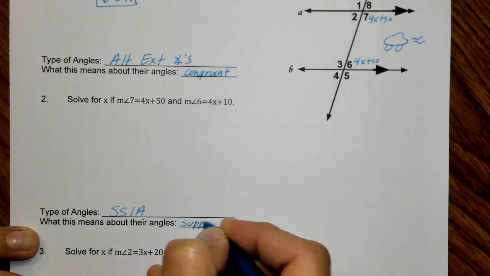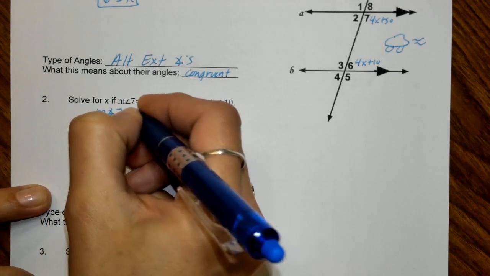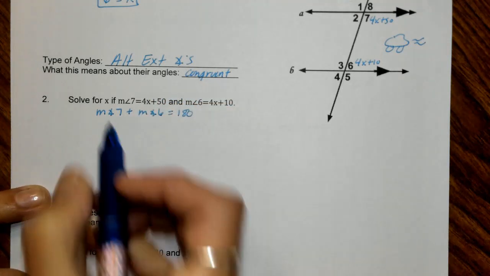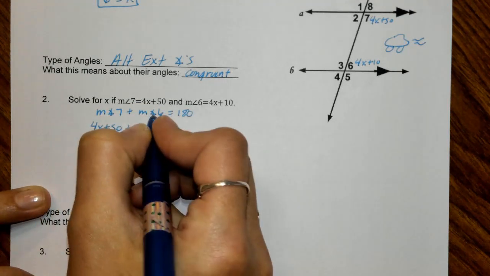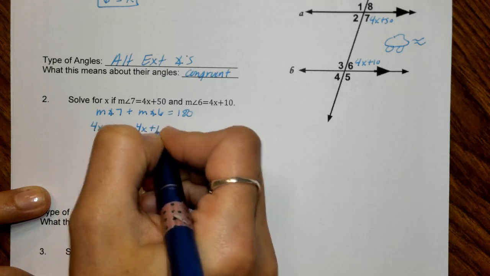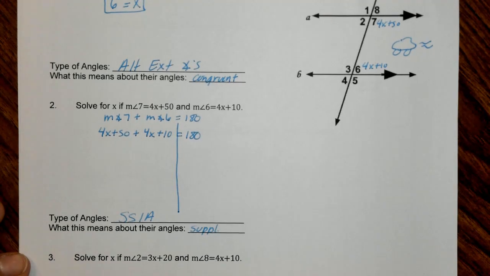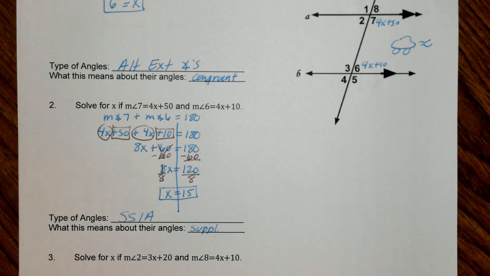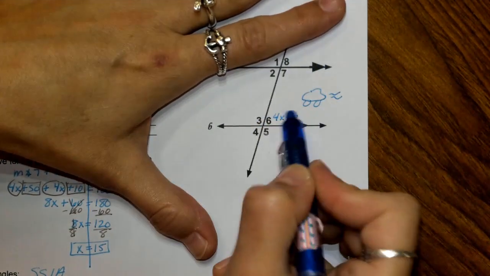So we need to add these together to equal 180. So real quick, we have the measure of angle 7 plus the measure of angle 6, all equal to 180. Substitute in. Angle 7 is 4x plus 50 plus angle 6, 4x plus 10, equal to 180. Pause the video now. Start with combining your like terms. We should have come out with x equals 15. If not, pause and check where your mistake was made. All right, let's go ahead and get these erased so we can look at our last problem.